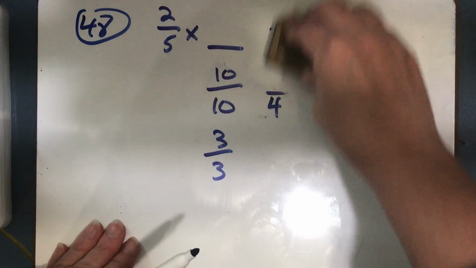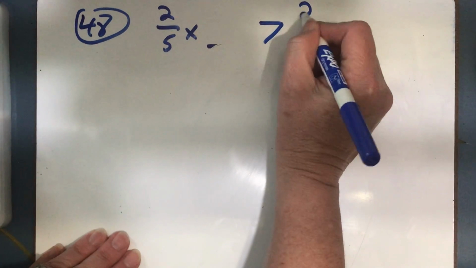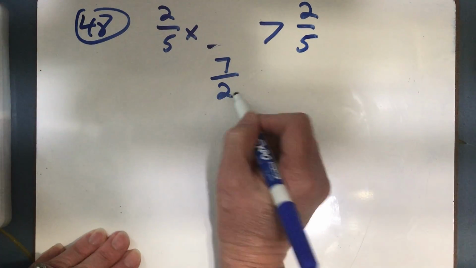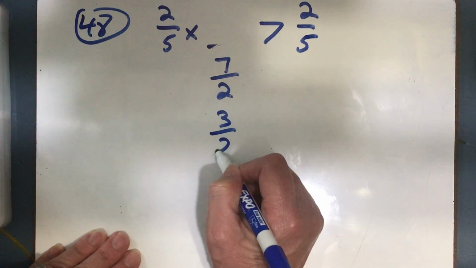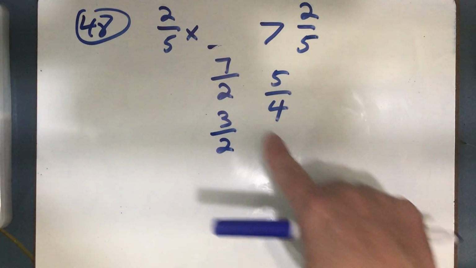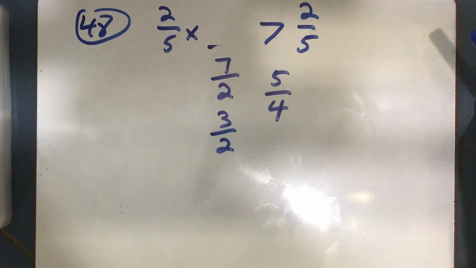But it was asking for a fraction that would make 2/5 greater than 2/5. Remember, that's what the question actually asks. So you'd put something like this: 7/2, 3/2, 5/4. As long as the fraction is greater than 1, you'll come up with a product greater than what you started with. So that's the first part.